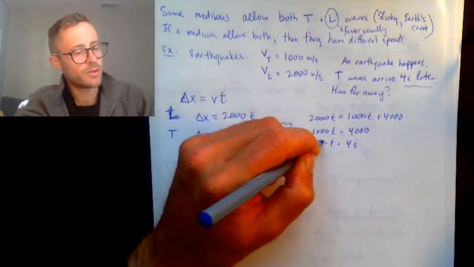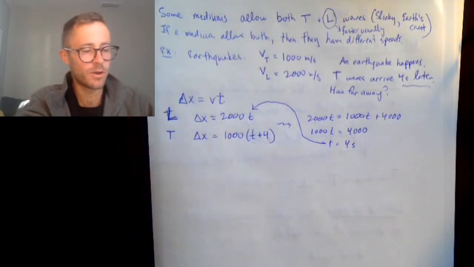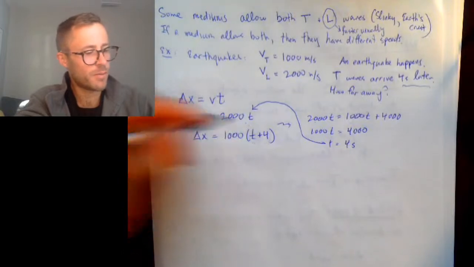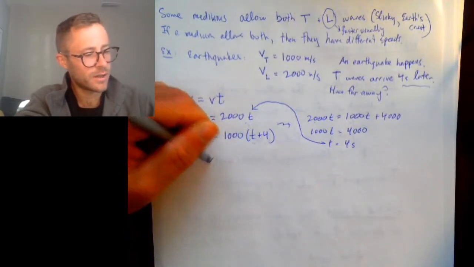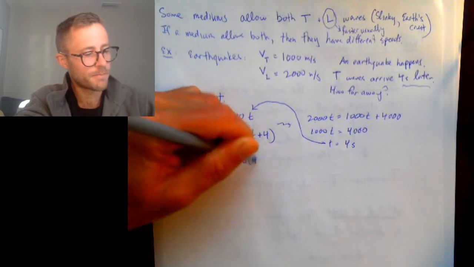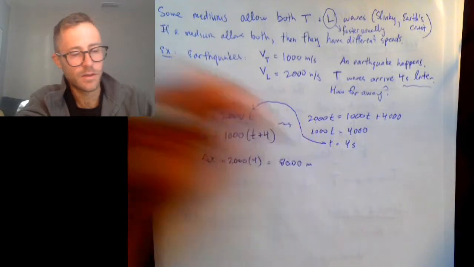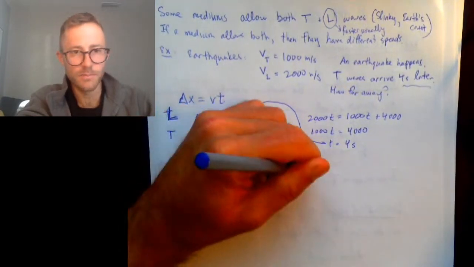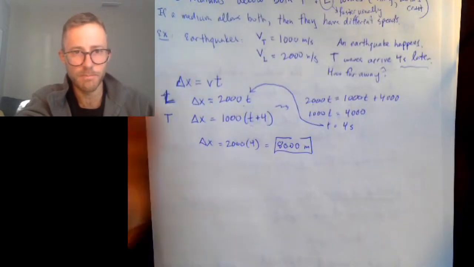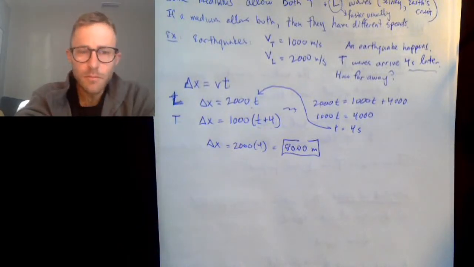Then what you would do is plug that back into either one of the equations. I'm going to plug it into the top one, and I get that delta x is 2,000 times 4, which will be 8,000 meters away. So that earthquake occurred 8,000 meters away. So that is how it works.